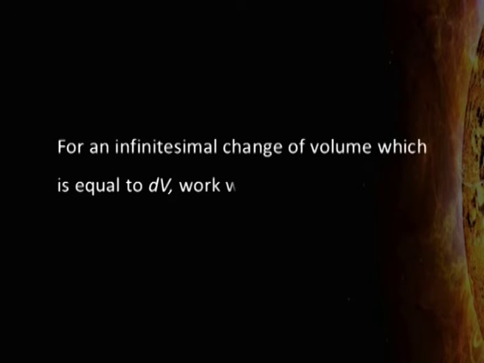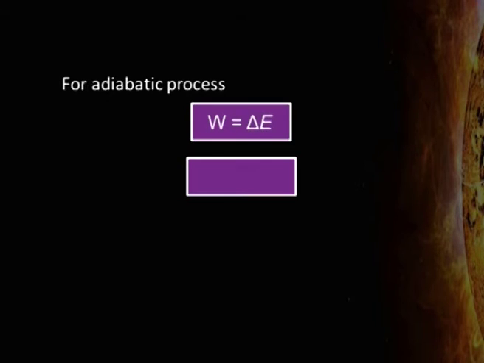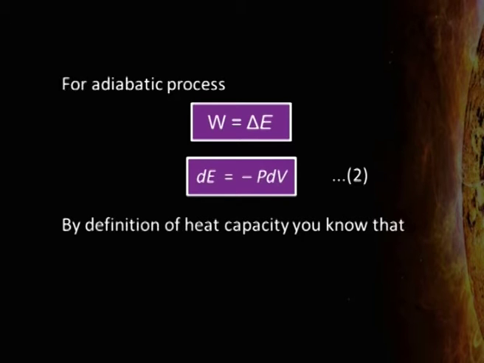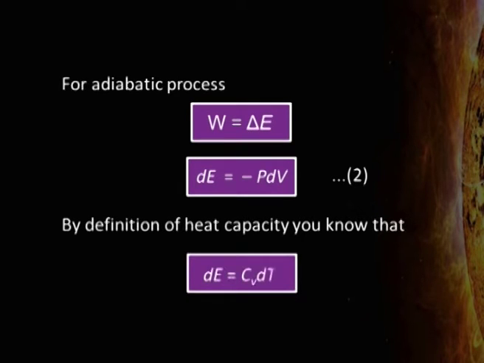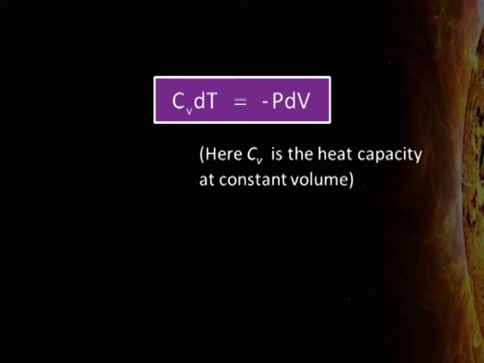For an infinitesimal change of volume which is equal to dV, work will be equal to minus P dV. Then for adiabatic process, W is equal to delta E, hence dE will be equal to minus P dV. By the definition of heat capacity, you know that dE is equal to Cv dT. Hence, putting the value dE equal to Cv dT, we will get Cv dT equal to minus P dV. Here Cv is the heat capacity at constant volume.